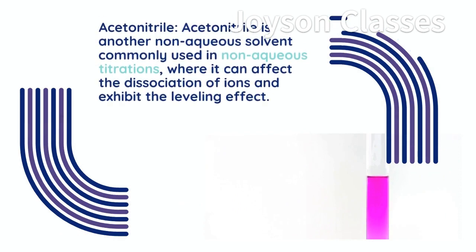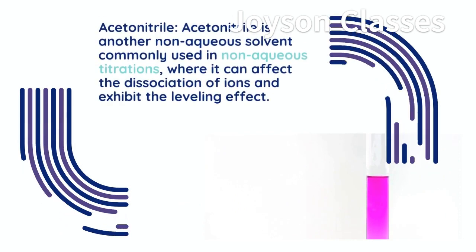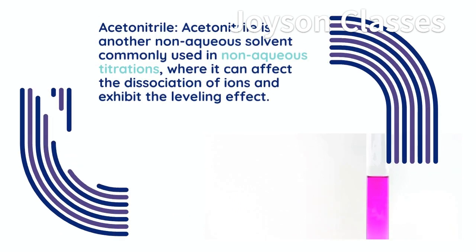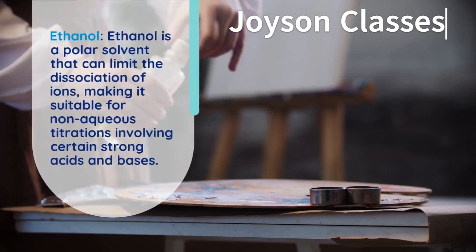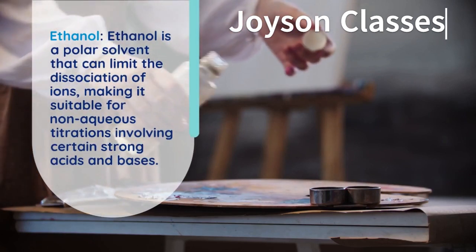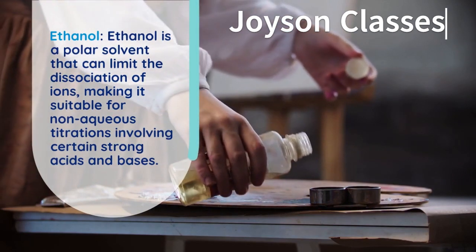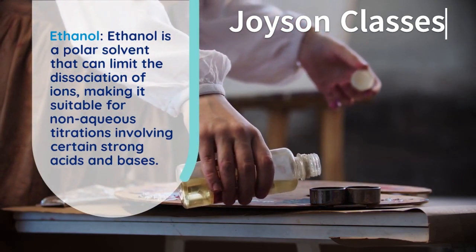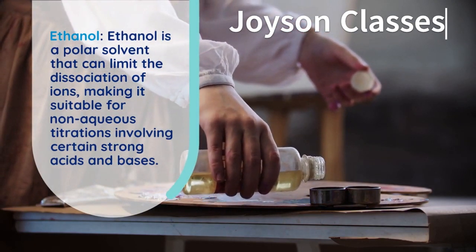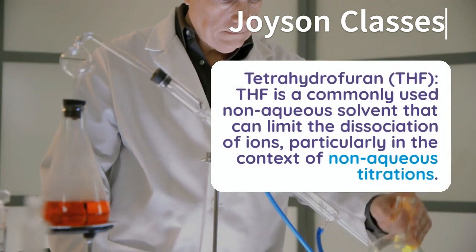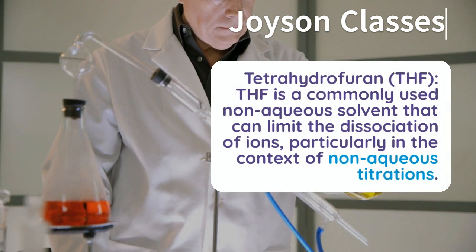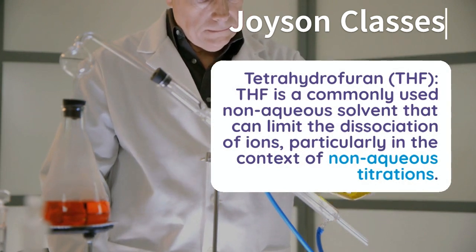Acetonitrile. Acetonitrile is another non-aqueous solvent commonly used in non-aqueous titrations, where it can affect the dissociation of ions and exhibit the leveling effect. Ethanol. Ethanol is a polar solvent that can limit the dissociation of ions, making it suitable for non-aqueous titrations involving certain strong acids and bases. Tetrahydrofuran, THF, is a commonly used non-aqueous solvent that can limit the dissociation of ions, particularly in the context of non-aqueous titrations.